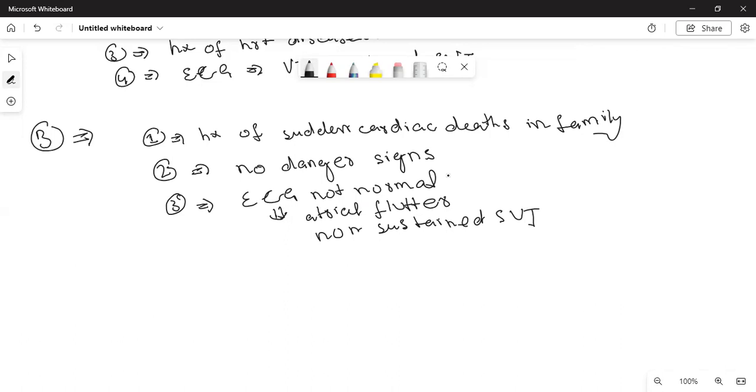Okay, and the patient does not have any history of sudden cardiac death in the family. The patient does not have any danger signs. The patient does not have any stresses. The patient does not consume a lot of caffeine. So this is basically your intermediate risk patient, which you are going to refer, but not immediately. This is your routine referral to cardiologist.